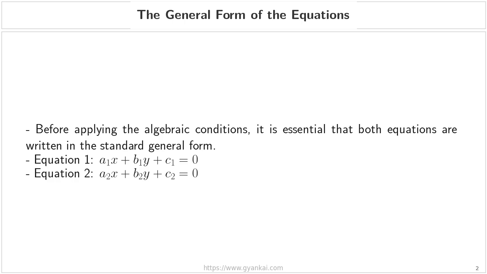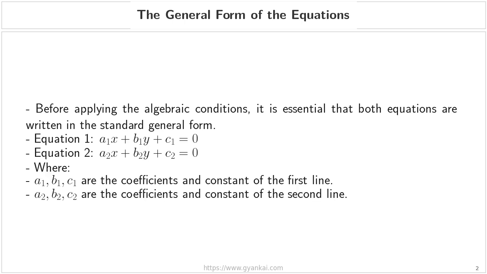We represent our first line as a sub 1 x plus b sub 1 y plus c sub 1 equals 0. And for our second line, we use the same structure, but with a sub 2 x plus b sub 2 y plus c sub 2 equals 0. To be clear about what we are looking at, a sub 1, b sub 1, and c sub 1 are simply the coefficients and the constant term belonging to that first line. Similarly, a sub 2, b sub 2, and c sub 2 are the coefficients and the constant for the second line. Keeping these organized is vital, because in the next few slides, we are going to be comparing the ratios of these specific numbers to determine if our lines intersect, stay parallel, or overlap completely.